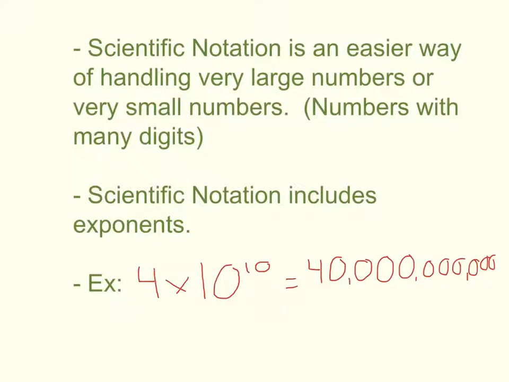Scientific notation is basically an easier way of handling very large numbers or very small numbers. Scientific notation includes exponents. An example of scientific notation is 4 times 10 to the 10th power, which also equals 40 billion. Another example is 7.2 times 10 to the 7th power, which also equals 72 million.